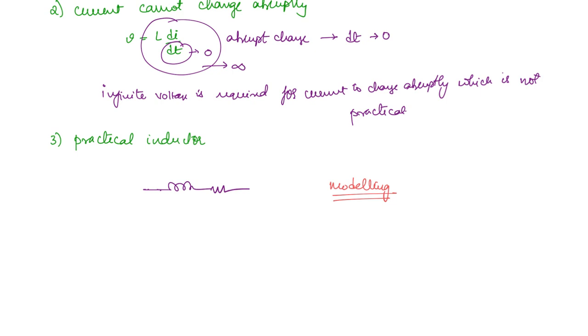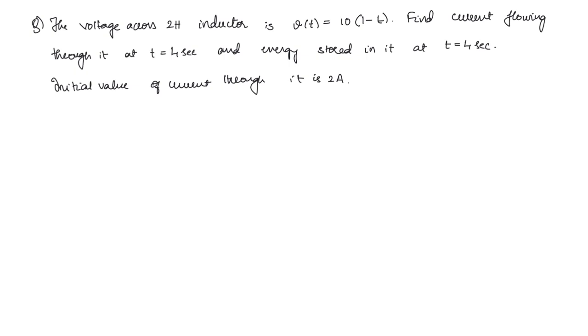Now sometimes they might say that there is a stray capacitance as well. That means in parallel, the inductor will behave in such a way that there is a capacitor across it. So this is not very important. This is the main practical inductor that we often consider. Let's now do a simple question.